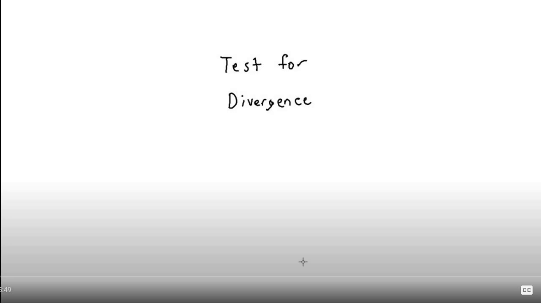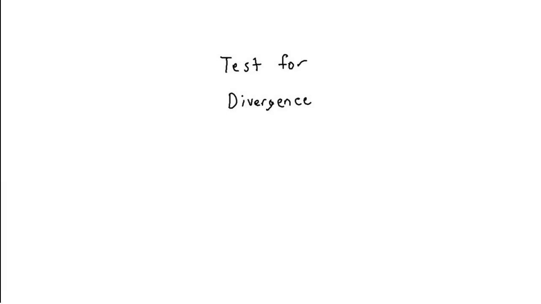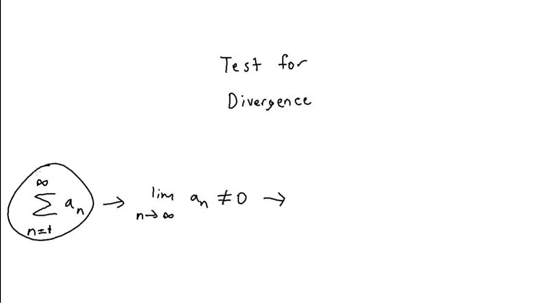So let's take a look at the first series test, the test for divergence. So let's say we have the series from n equals 1 to infinity of a sub n. Now if we set the limit as n approaches infinity of a sub n, and that does not equal 0, then we know the series from n equals 1 to infinity of a sub n will diverge.